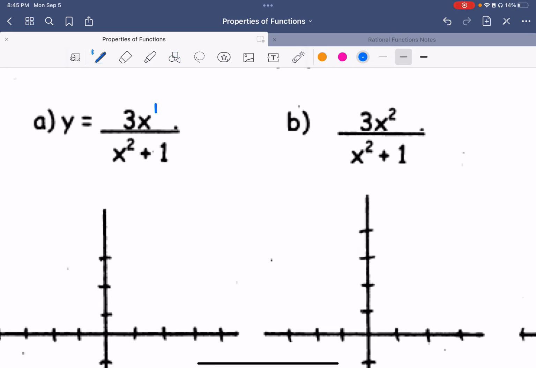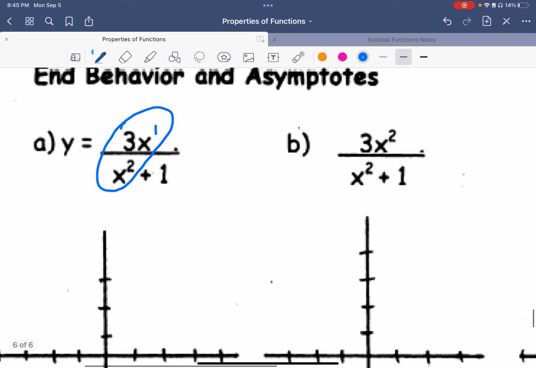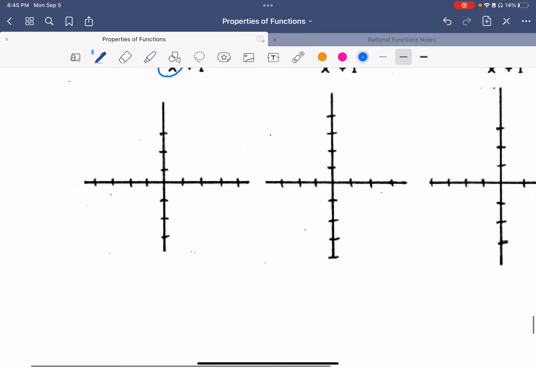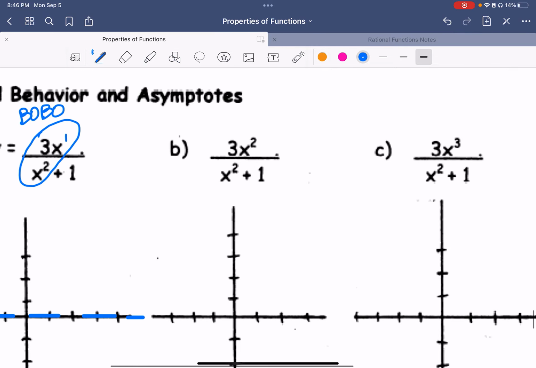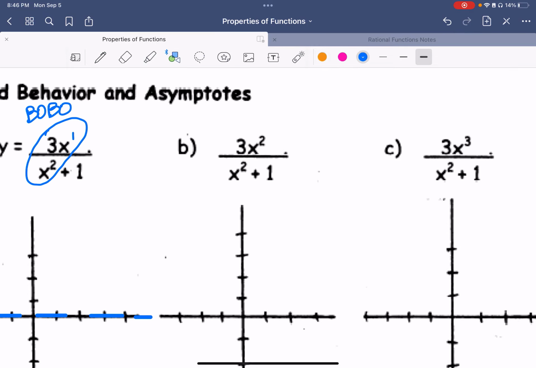Okay, so now let's compare these two. You can see that the exponent of 2 is bigger on the bottom, so it's going to be BOBO. So down here I'm going to write the horizontal asymptote is at y equals 0. And I'm going to draw a horizontal asymptote at y equals 0.